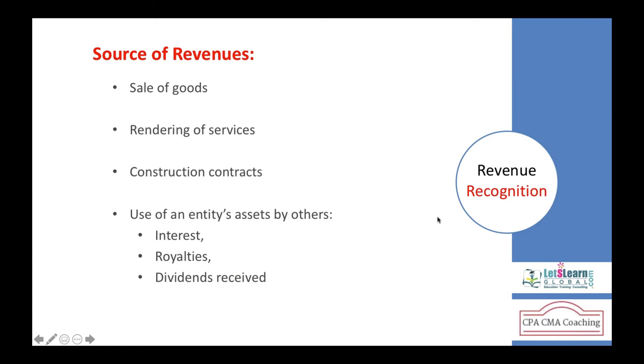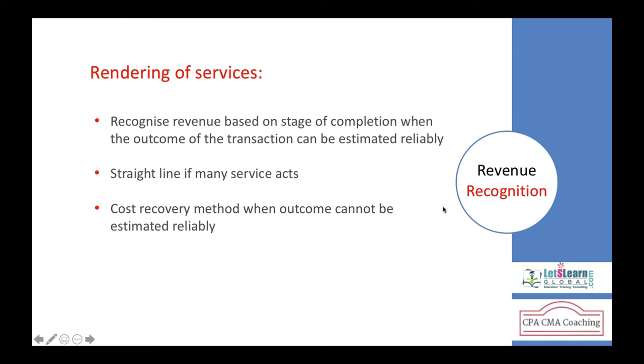The other forms of revenue you get are by letting others use our assets. Say we deposit some money with financial institutions, banks, etc. We get interest. We let others use our rights, so we get some royalties. We invest in other companies in the form of shares, we get some dividends. So these are a few examples of sources of revenues where you receive money and recognize it as revenue. You receive money but do not recognize it as revenue, depending upon the situation.